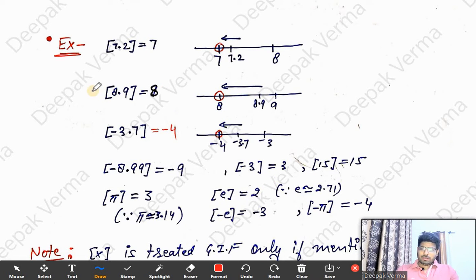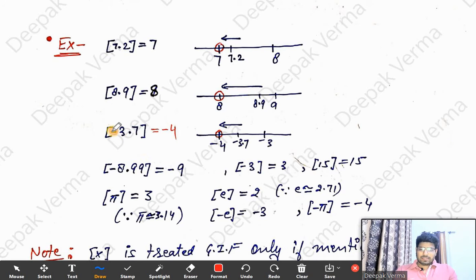Now have a look at box 8.9. So 8.9 is a value somewhere between 8 and 9. Let us take it is here, between 8 and 9. Now we are standing here. Now we start moving towards left. The very first integer that we get is 8. So the answer is 8. It's quite simple as A, B, C. Got it?